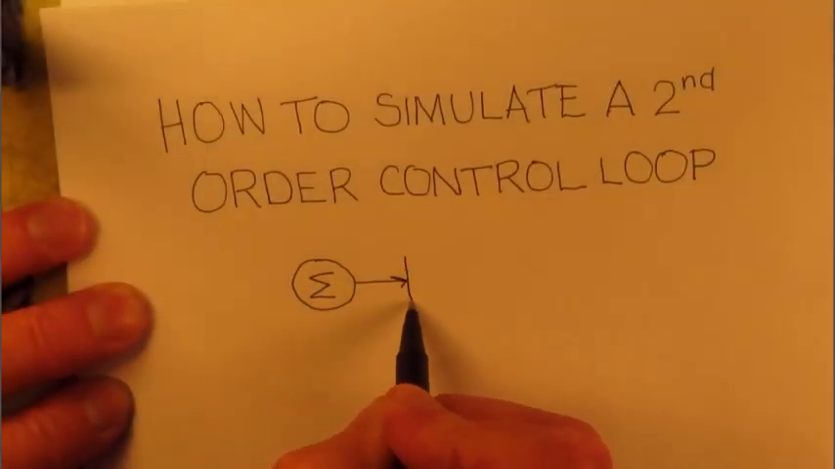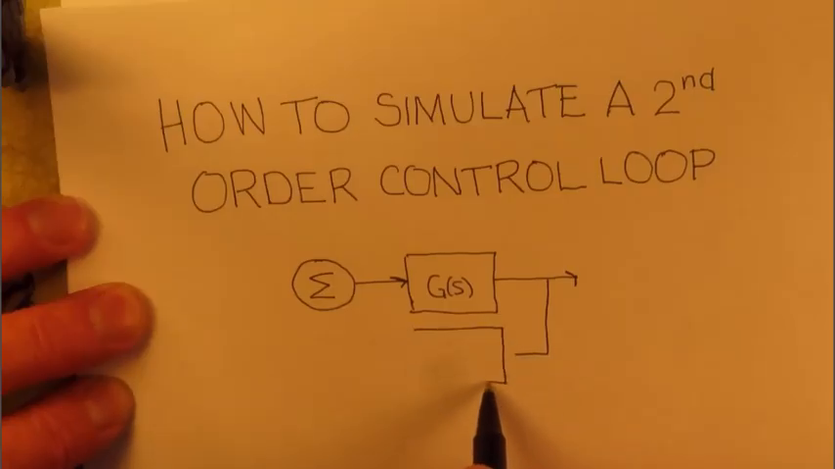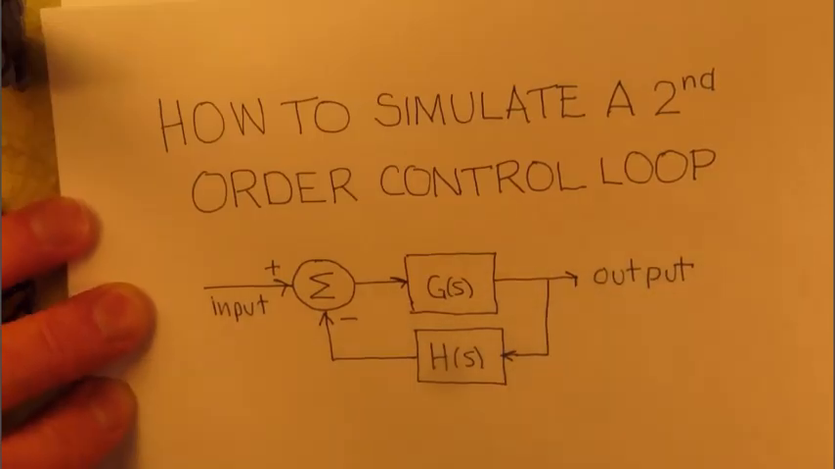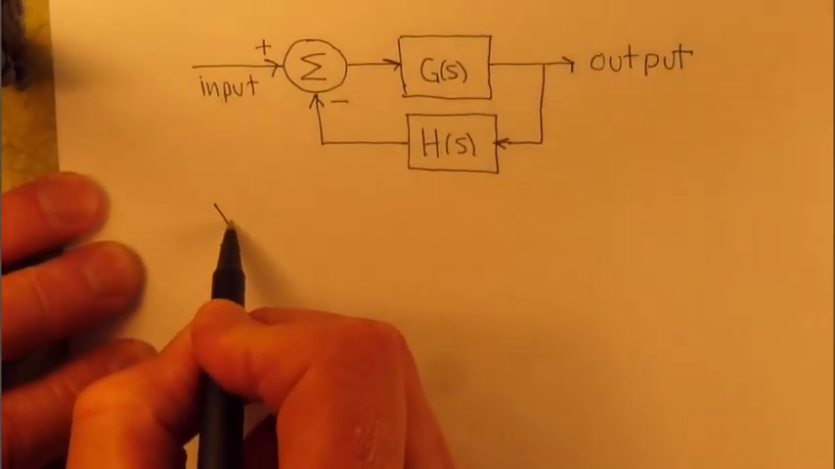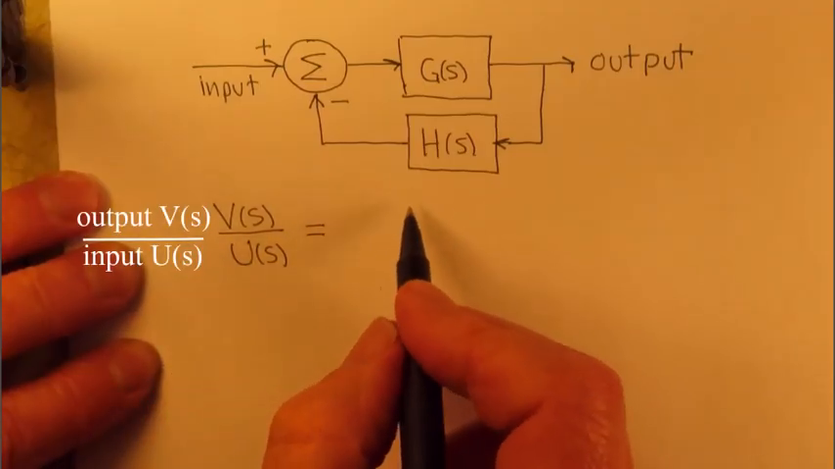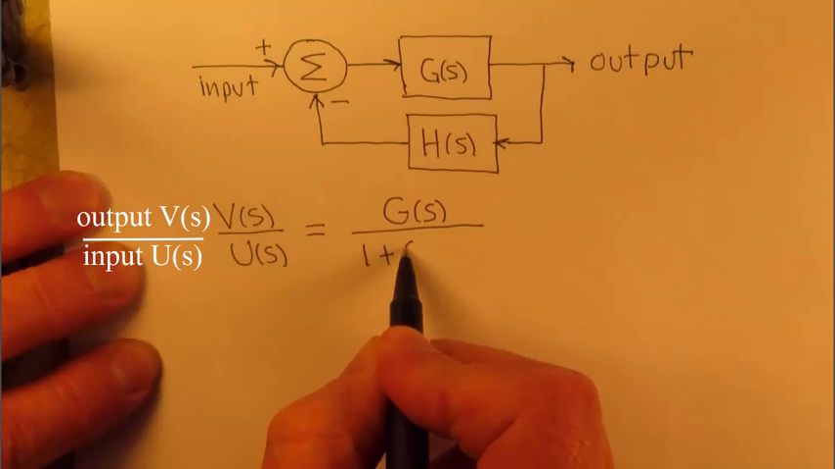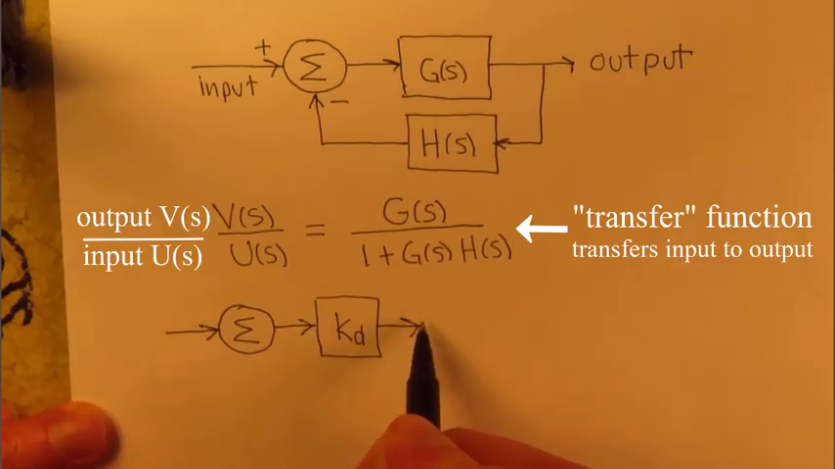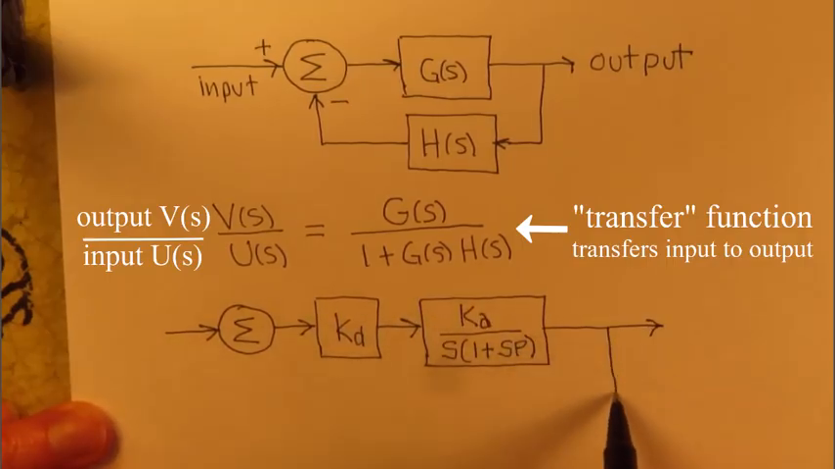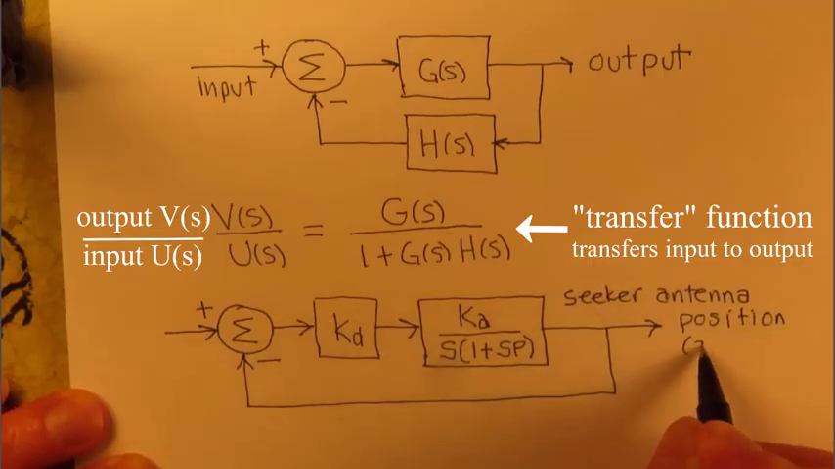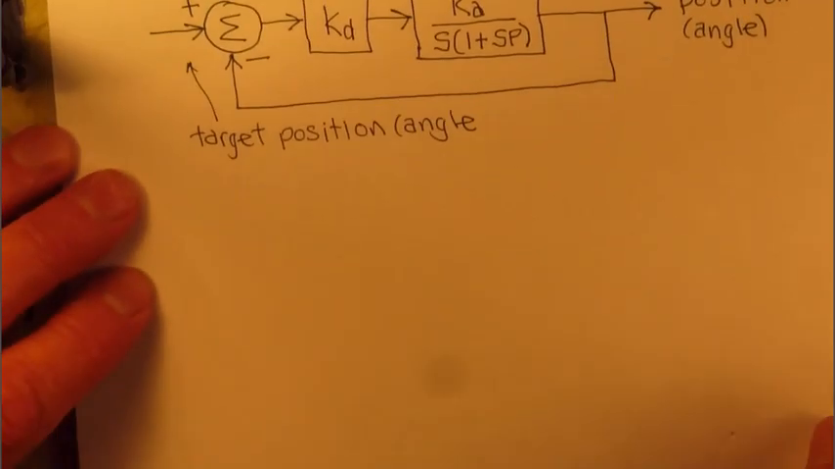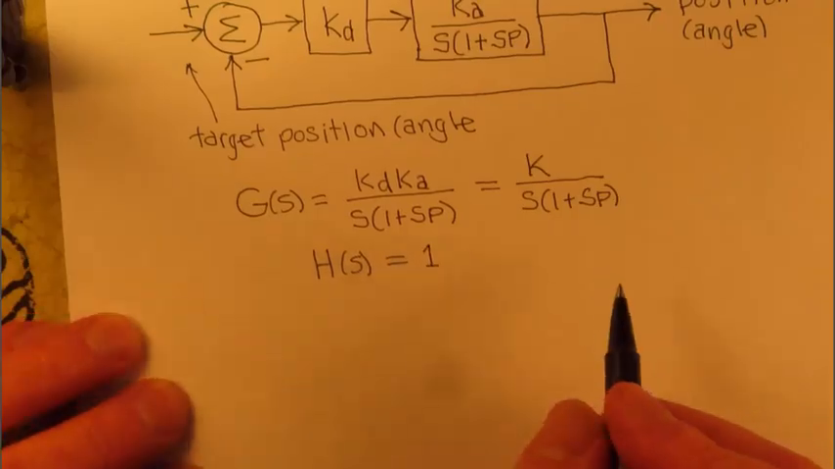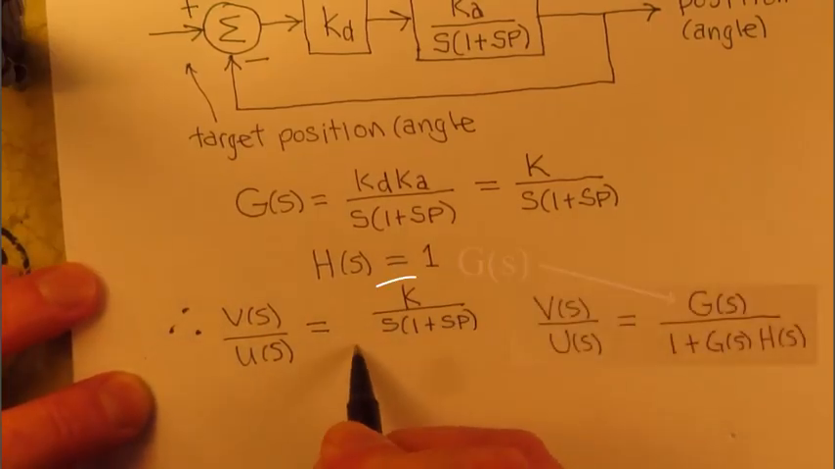So let's start by drawing the block diagram of a general form of a negative feedback control loop. This is right out of every introductory control theory textbook. The transfer function relates the output V of s to the input U of s, and it's expressed like this. So here's a block diagram of one channel of a seeker antenna positioning loop, or a range tracker, let's say. So let's write G of s and H of s for the seeker antenna control loop. Plug those into the general form of the transfer function, and we get this.